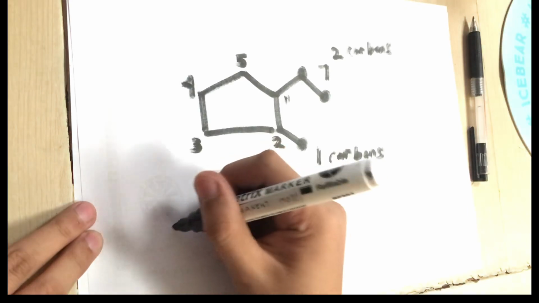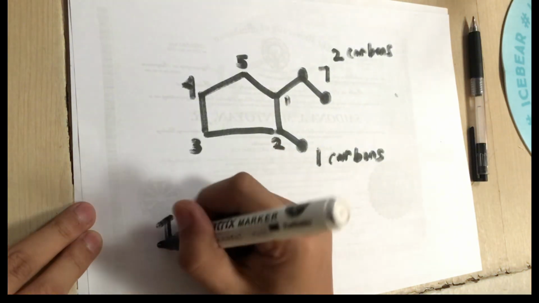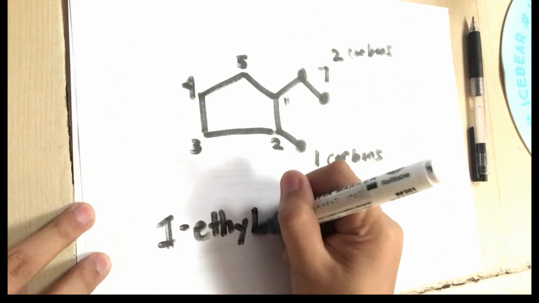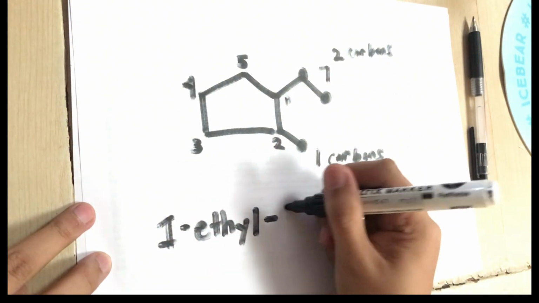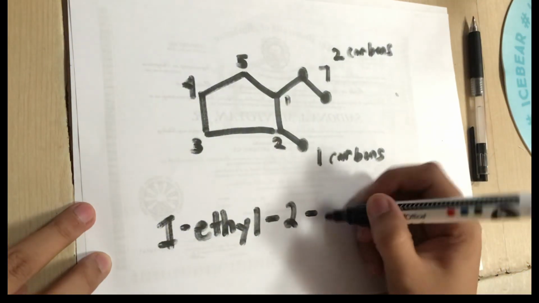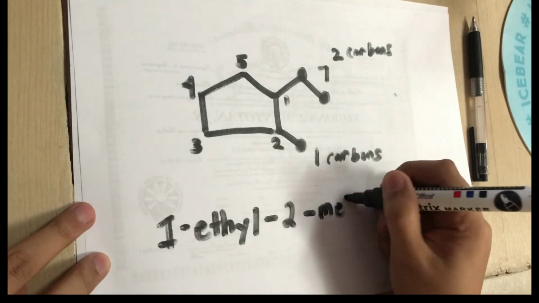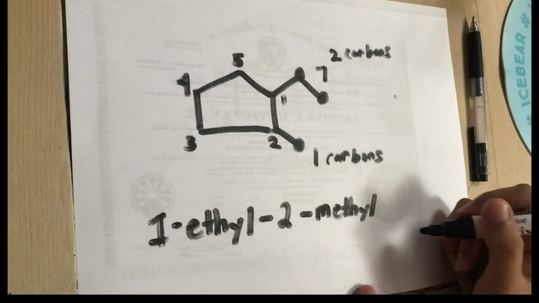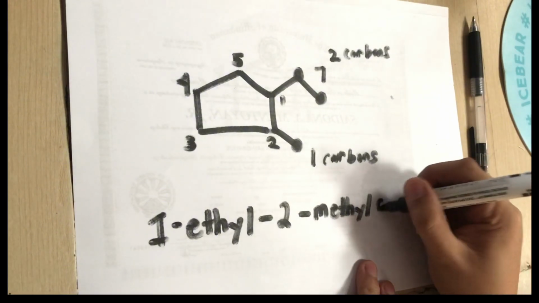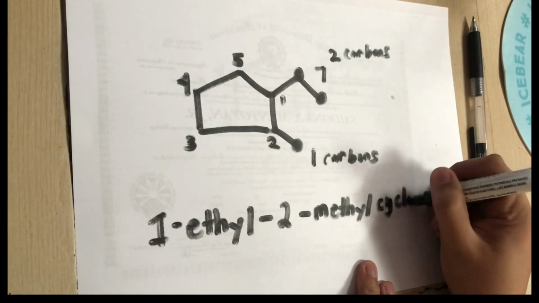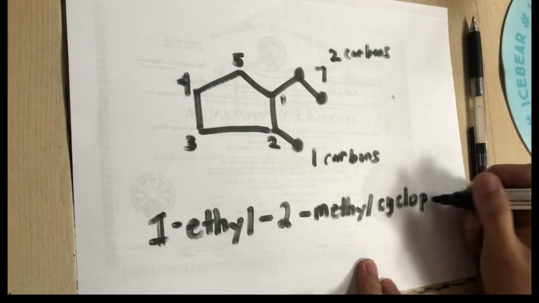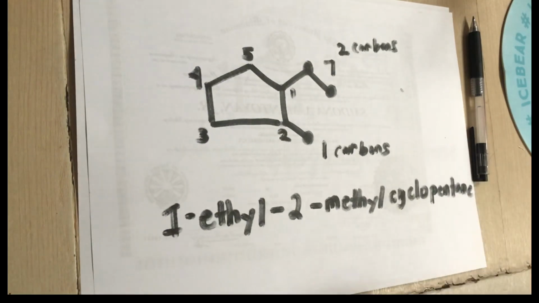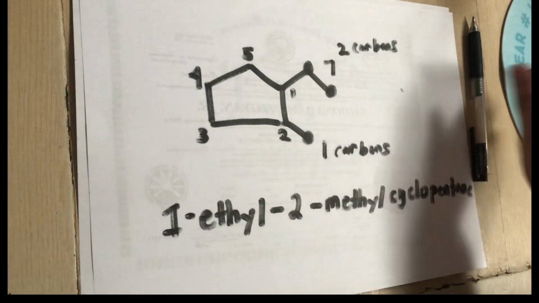For this one, we put ethyl first since the letter E comes before the letter M. We name it 1 since it is attached to the first carbon, and 2 for the methyl, since that carbon is attached to number 2. So, it is named as 1-ethyl 2-methyl cyclopentane.